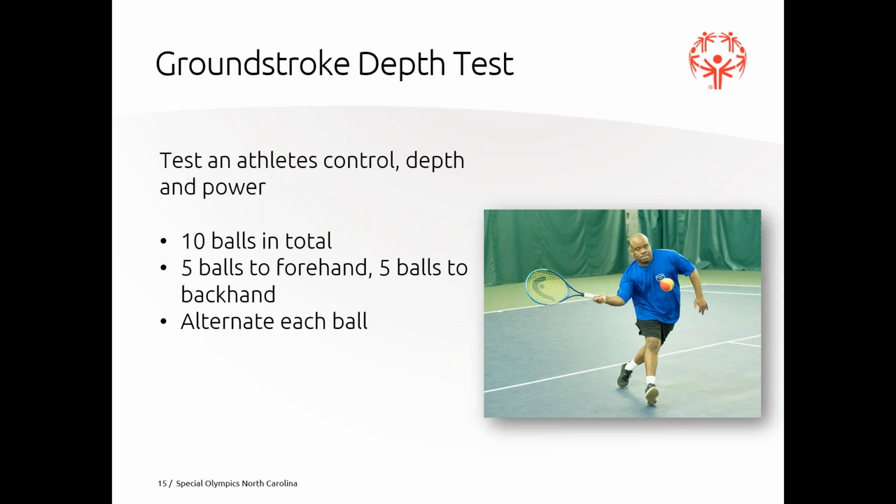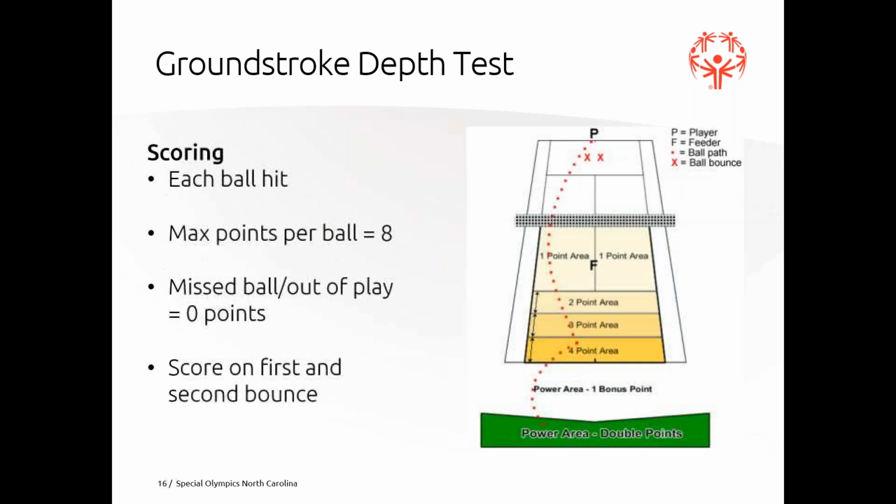Bonus points. There are 2 chances to earn bonus points for each ball hit. The bonus points are based on the second bounce of the ball. For example, if the first ball bounces in the 3-point area and then it bounces behind the end line, then that is 1 extra bonus point for a total of 4 points for that ball hit. If the ball's second bounce is in the power area, then that is double the points of the first bounce. So for this example, it will be 6 points for that ball hit.